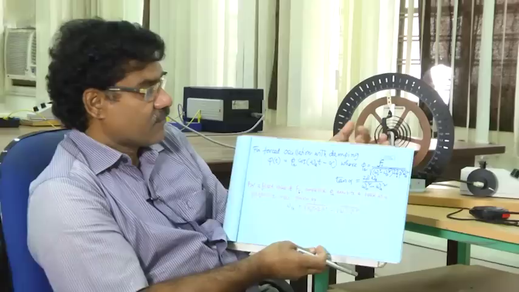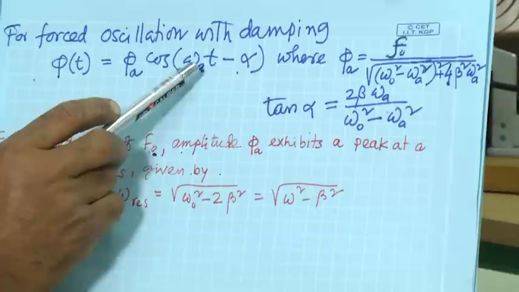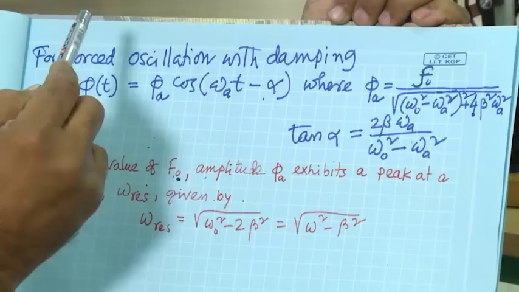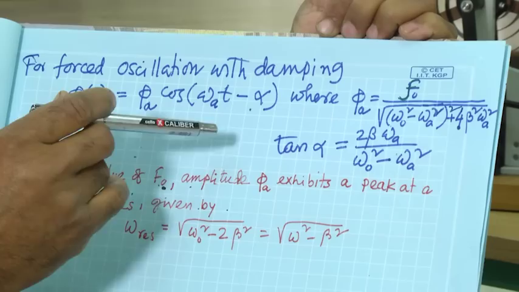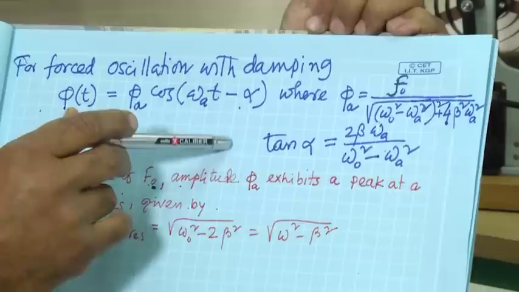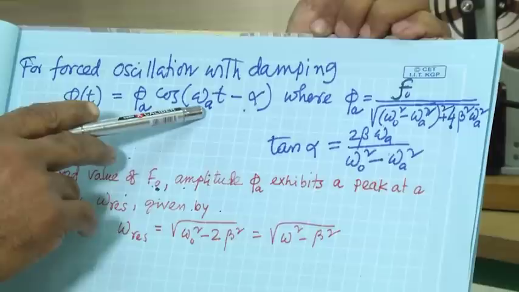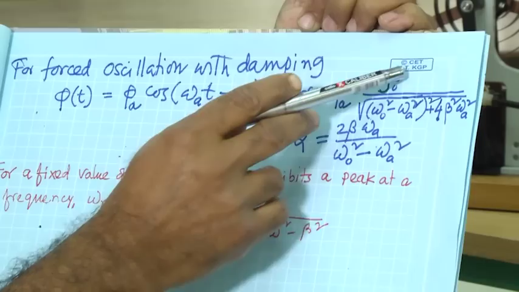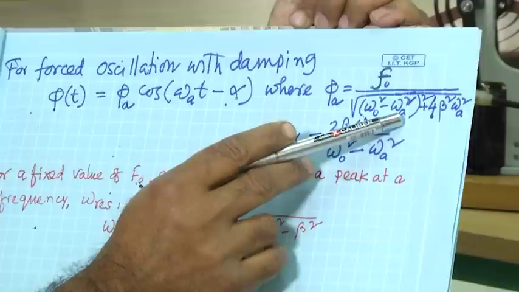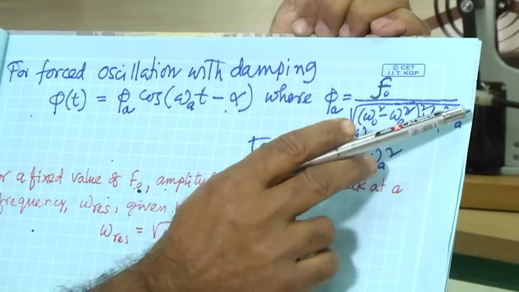The differential form of forced oscillation you have seen. The general solution of this forced oscillation is phi t equal to phi a cos of omega a t minus alpha, where omega a is the frequency of the applied force. The force we applied is F t equal to F 0 cos omega a t. So, the solution is this, where omega a is the applied frequency of the force, and phi a is the amplitude. So, phi a is F 0 over the square root of omega 0 square minus omega a square whole square plus 4 beta square omega a square, and alpha is tan inverse of this.